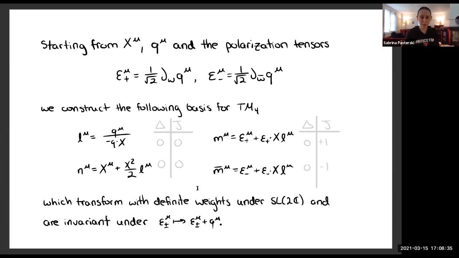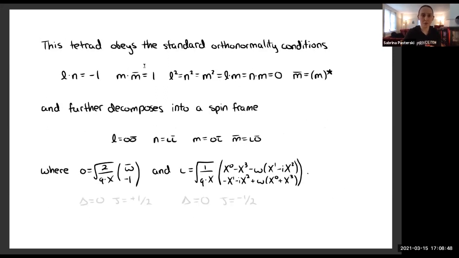And another nice thing about these guys is that if you do the naive gauge transformation, which would correspond to shifting epsilon proportional to Q, these guys are constructed to be invariant under that, which is fun. So it obeys all the standard orthonormality conditions for this null tetrad, and further can decompose into the spin frame. And the spin frame is just written here.